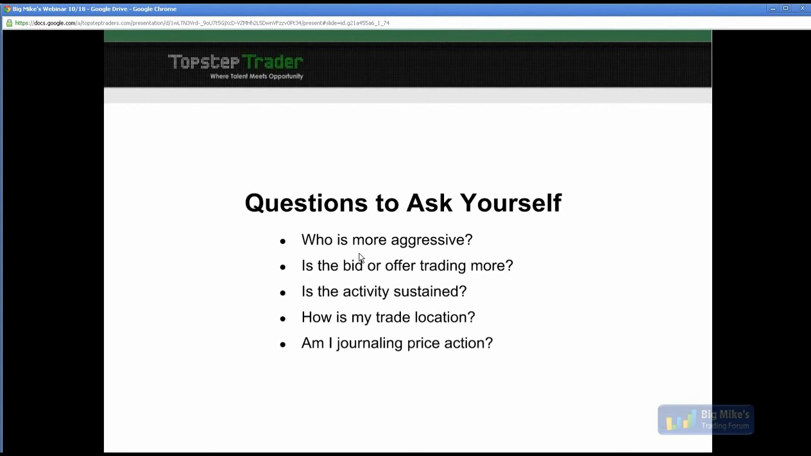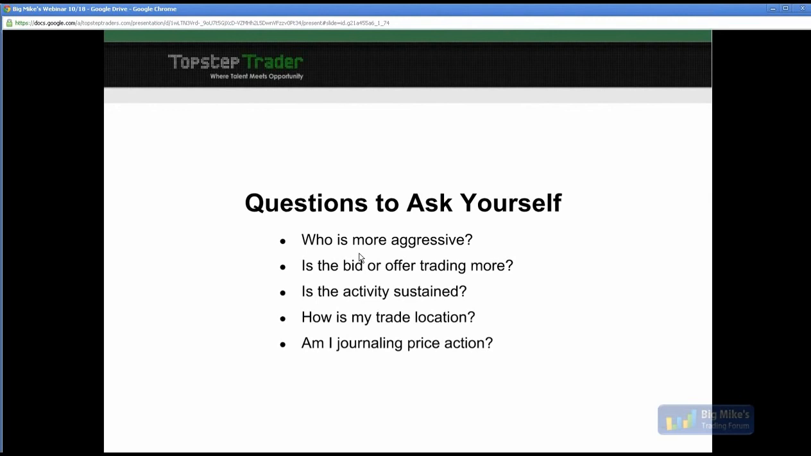What side of the market is trading more? Of course, it indicates who's really taking action, lifting bids or hitting offers. When you see what side of the market, it's even more vivid in the time and sales window.